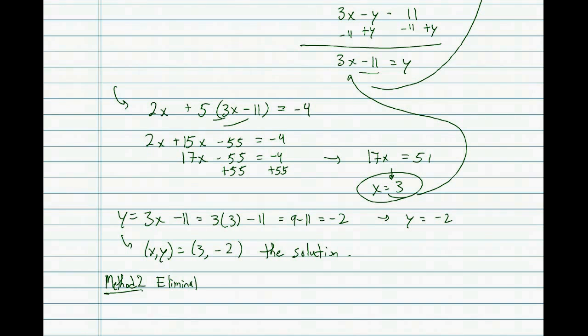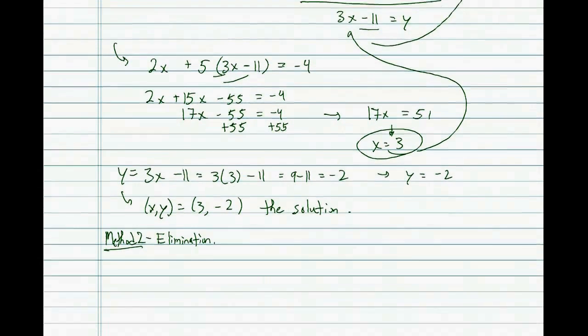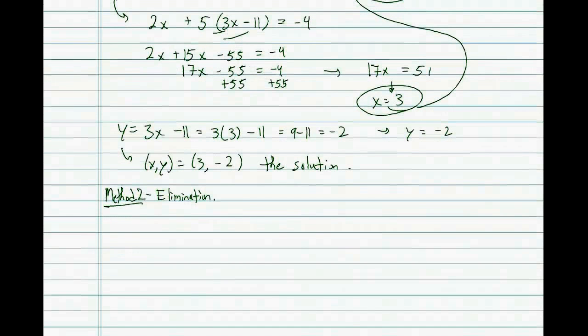Okay, now the elimination method is where we want to look at the system and then look at which variable we want to try to get rid of or eliminate by multiplying one or both of the equations by appropriate numbers. So for this system, it's pretty clear that the y variable is the better one to get to cancel out. So all we have to do is multiply the second equation by 5 to do that. Leave the first one alone.